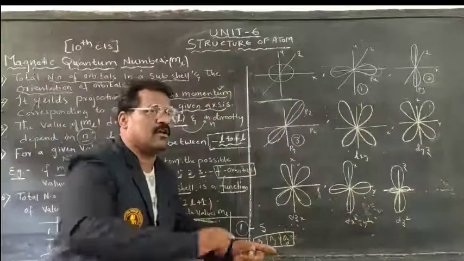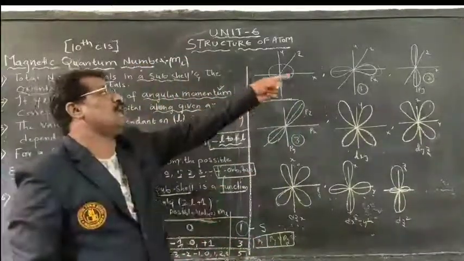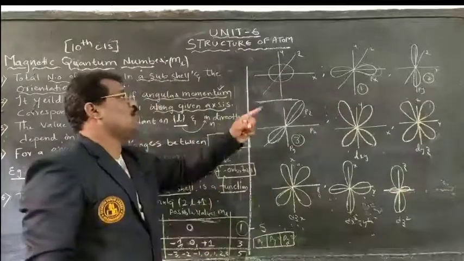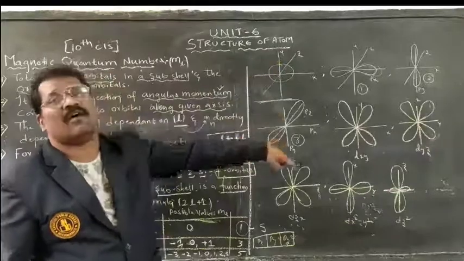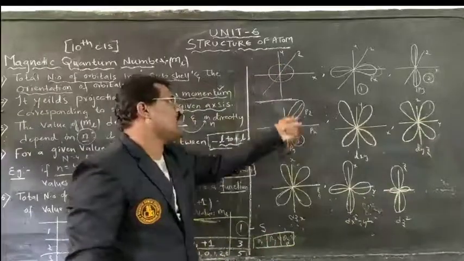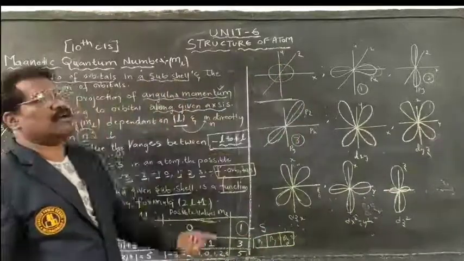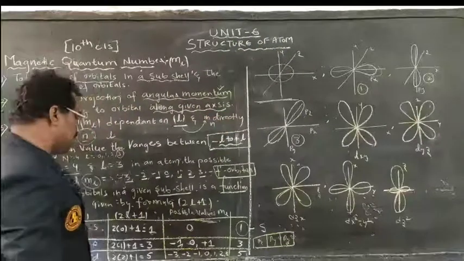Therefore, the Px orbital orients along the x-axis. On what axis does the Py orbital orient? The angular momentum of the orbital takes place along the y-axis. And Pz orients along its own axis, the z-axis.